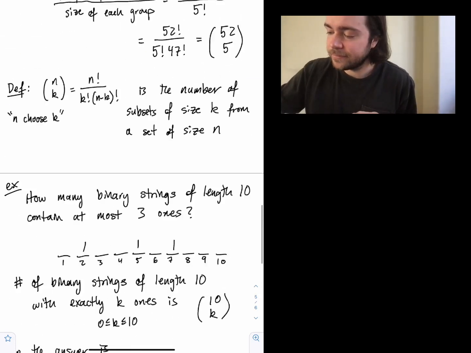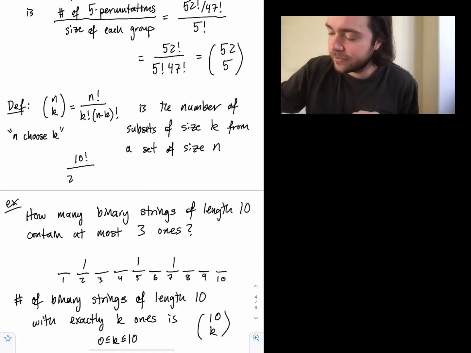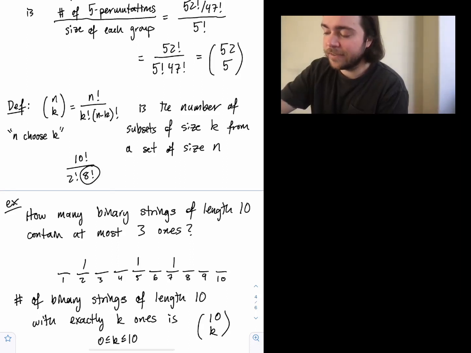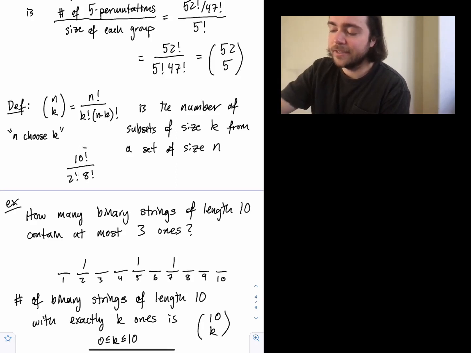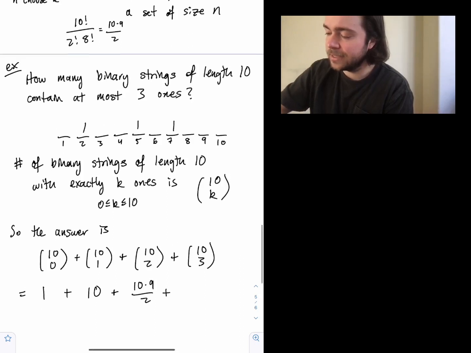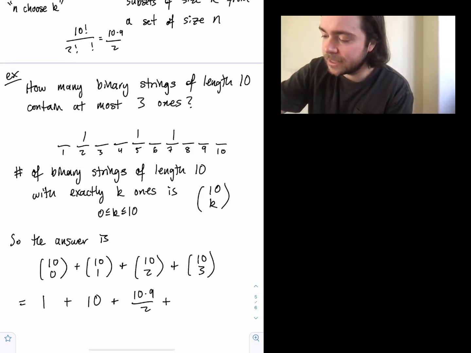10 choose 2. What's that going to be? Well, that's going to be 10 factorial over 2 factorial times 10 minus 2 factorial. That's 8 factorial. And when I'm simplifying expressions like this, I always like to take the largest factorial in the denominator and cancel it with the top as much as possible. So 10 factorial over 8 factorial, kind of like when we were working with k permutations. 10 factorial over 8 factorial, well, 10 factorial is just 10 times 9 times 8 factorial. So those would cancel, and I'm just left with 10 times 9 over 2, because 2 factorial is just 2 times 1. This is 10 times 9 over 2, plus 10 choose 3, that's going to be similar.